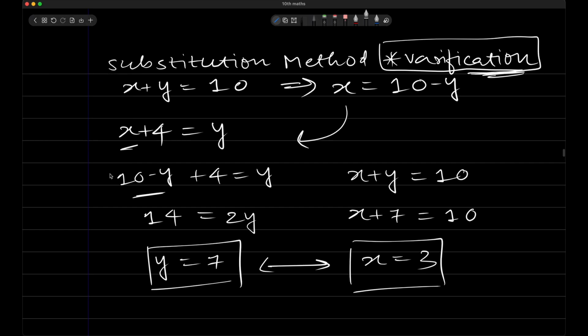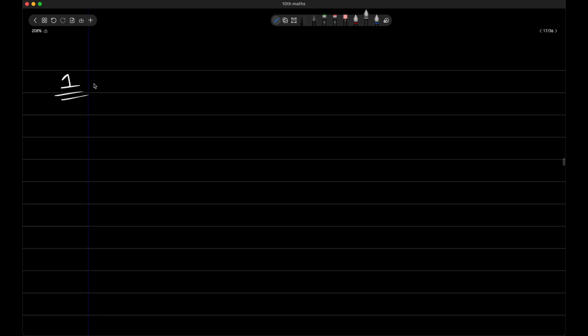Now question number 1, part 2. Part 2 is 5 pencils and 7 pens together cost 50 rupees, whereas 7 pencils and 5 pens together cost 46 rupees. And then we have to find the cost of one pencil and one pen.